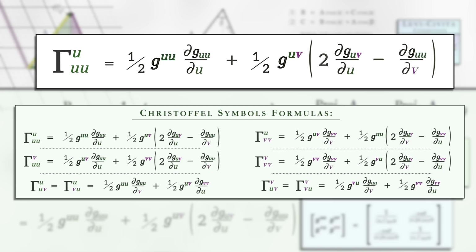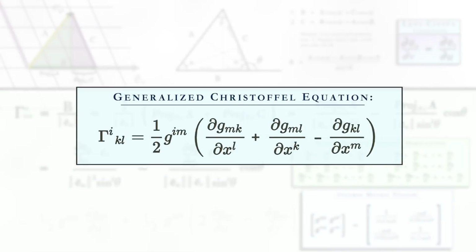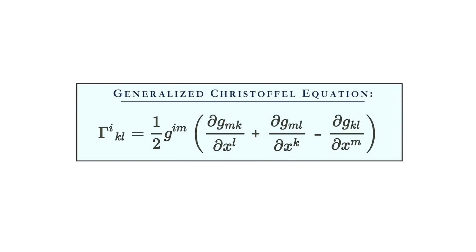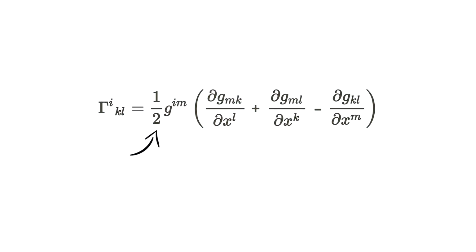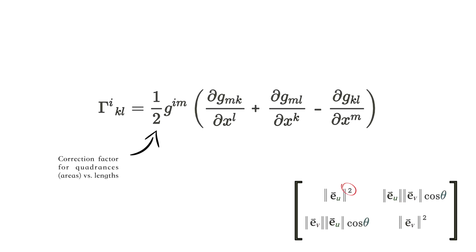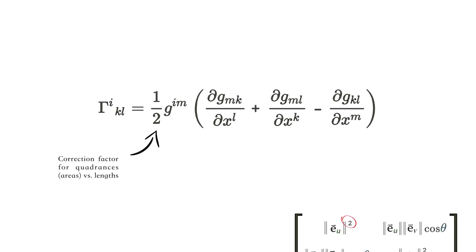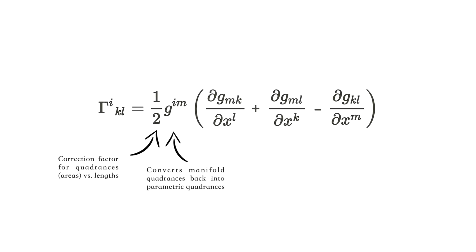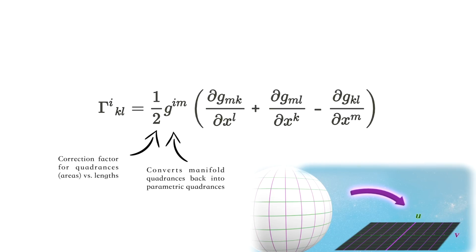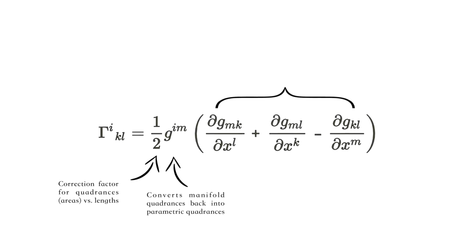Now this geometric derivation allows us to interpret our generalized Christoffel equation in a very simple way. First, we can recognize that the 1/2 here is required as a correction factor due to using metric quadrances instead of lengths. Next, we can recognize that the inverse metric term here essentially functions to convert our manifold units back into units of the parametric space. And lastly, we can recognize that this expression in parentheses is twice the dot product of the derivative vector in question with the m basis vector.